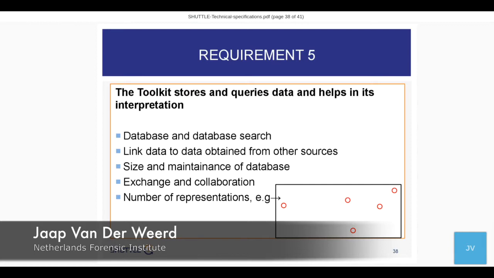We'll set specifications on the size. Of course, there's no use in having a database that's full when 3 data sets are measured. That's no use. So we set specifications on the size. We'll set specifications on exchange and collaborations.